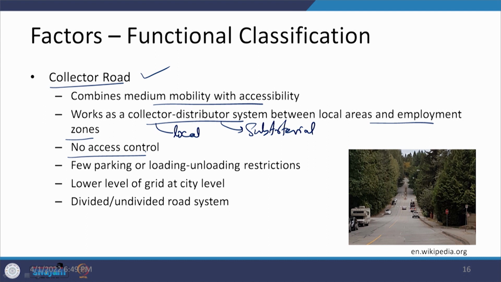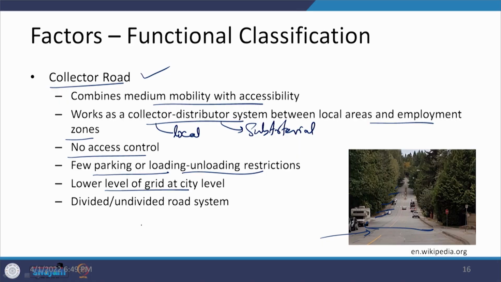No access control is there. There can be a few parking or loading unloading restrictions, as you can see in the photograph here. At some locations spaces are provided where parking can be done, but at other locations it is not provided. So, the traffic will keep moving and utilizing the whole of the carriageway provided. This is a lower level of grid at the city level, and it can take both shapes. It can be a divided system or an undivided system of road.